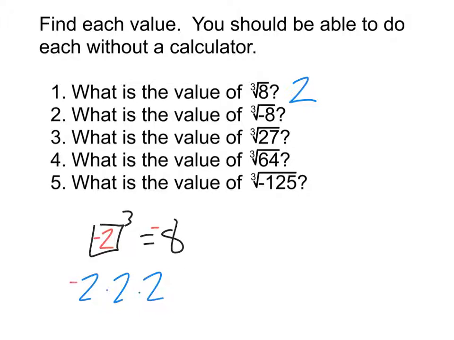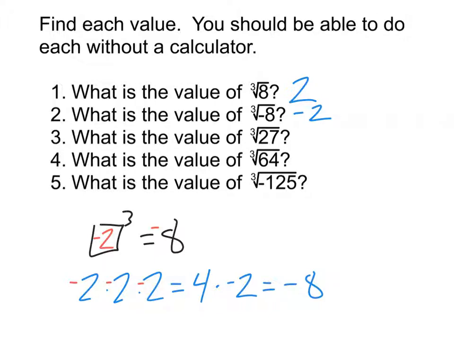If I make all of these negative 2's, well, what's negative 2 times negative 2? Positive 4. So that means we're doing positive 4 times negative 2. And 4 times a negative 2 is negative 8. So yes, it does equal a negative. So negative 2 cubed equals a negative 8. So that works. So that's going to be negative 2.